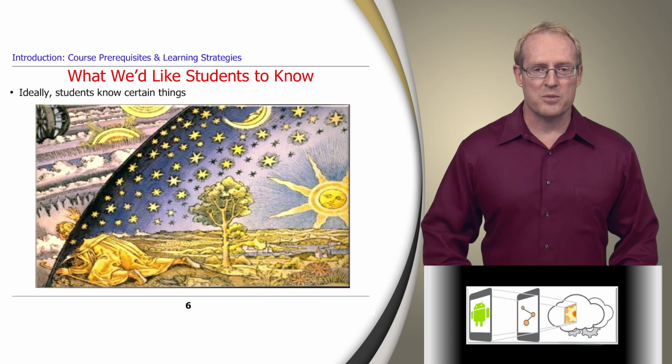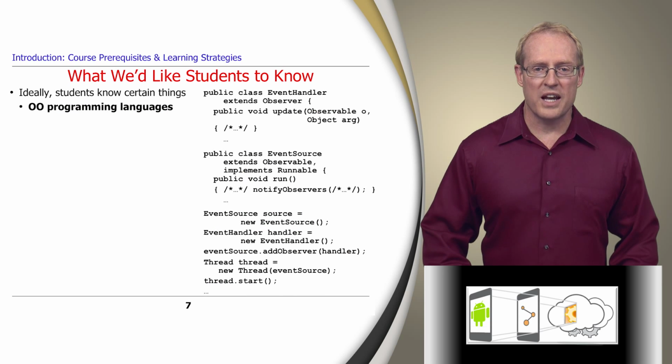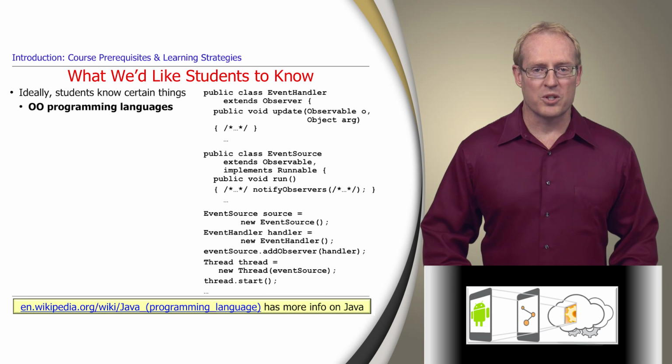To help align our expectations, here are some things we'd like you to know to get the most out of this MOOC. First and foremost, it's essential for you to have a good understanding of object-oriented programming in general and the Java programming language in particular. For example, you need to understand Java features like classes, inheritance, dynamic binding, and generics, so you can follow along with the examples we cover.